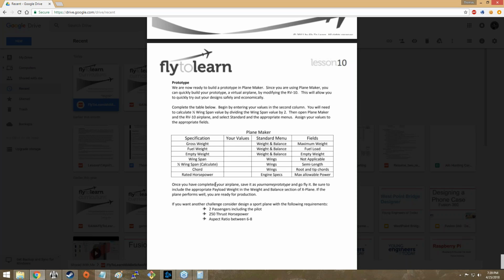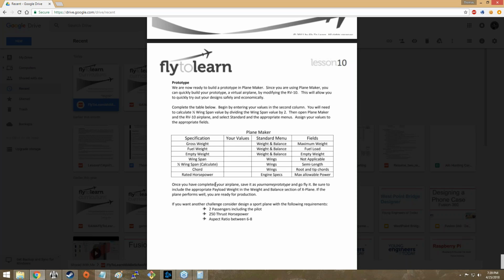Now that we've done the calculations on that, nice. Yeah, I've got an NVIDIA card in mine. We're ready to build a prototype in PlaneMaker. Since you're using PlaneMaker, you can quickly build your prototype, which is a virtual airplane, by modifying the RV10. This will allow you to quickly try out your design safely and cheaply. Complete the table below. I'm just going to say that out loud because I'm reading things without really paying attention to what I'm reading. Oh, good job, me.